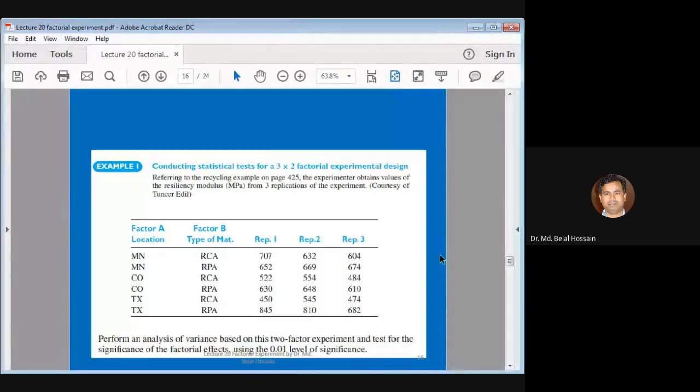So perform an analysis of variance. We have to perform an analysis of variance based on this 2-factor experiment and test for the significance of the factorial effects using, say, a 1% level of significance.